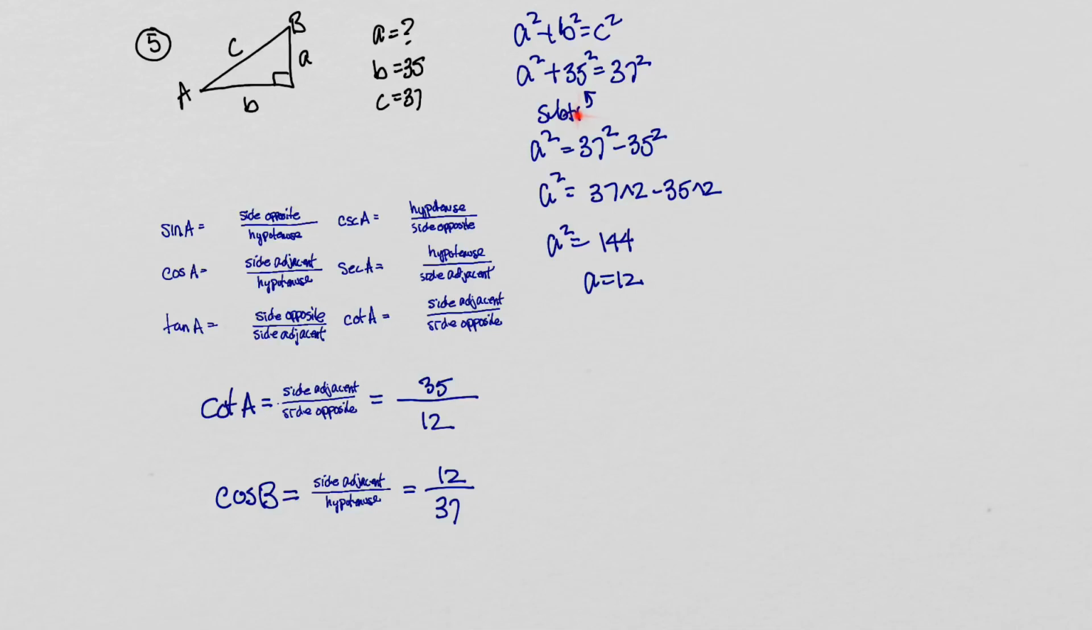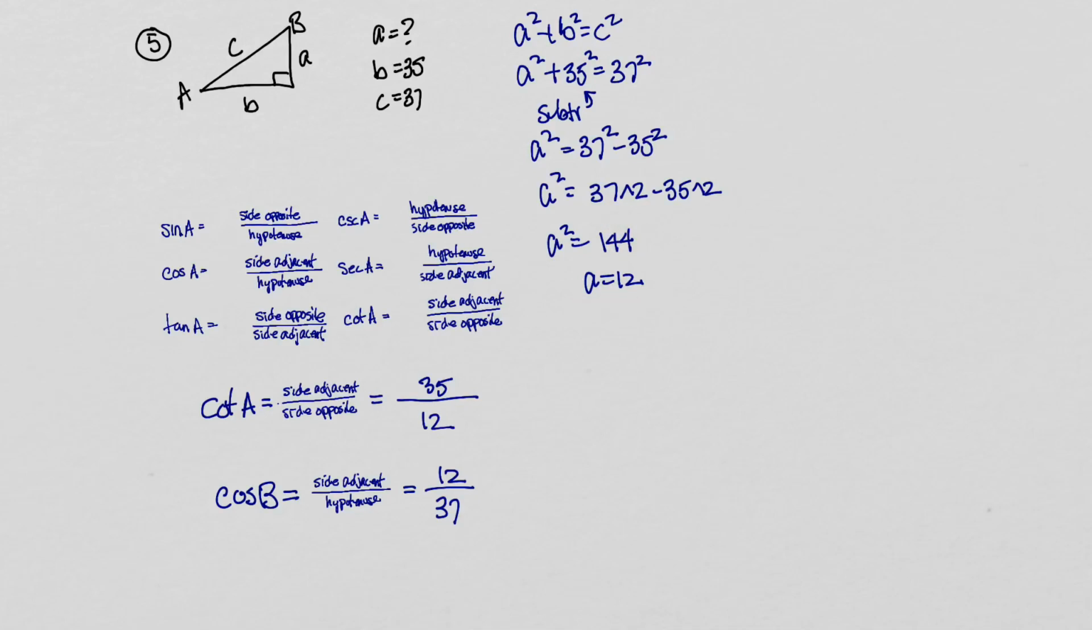So let's just subtract. Now, we could multiply these out, but why not just subtract like this and do it all at once on your calculator, right? Here's the calculator for it. 37 caret 2 minus 35 caret 2. I got 144, and the square root of 144 is 12.